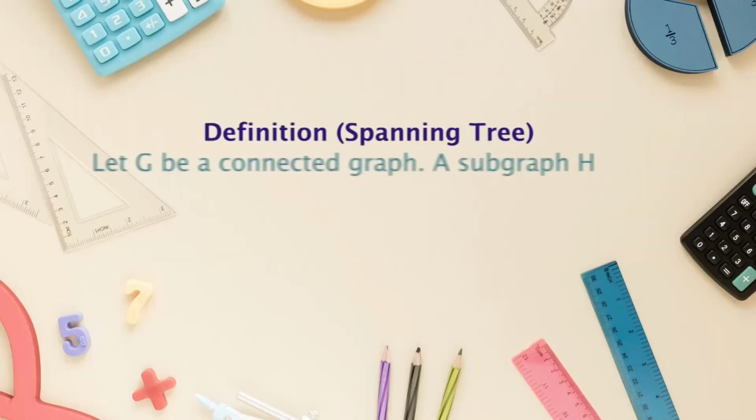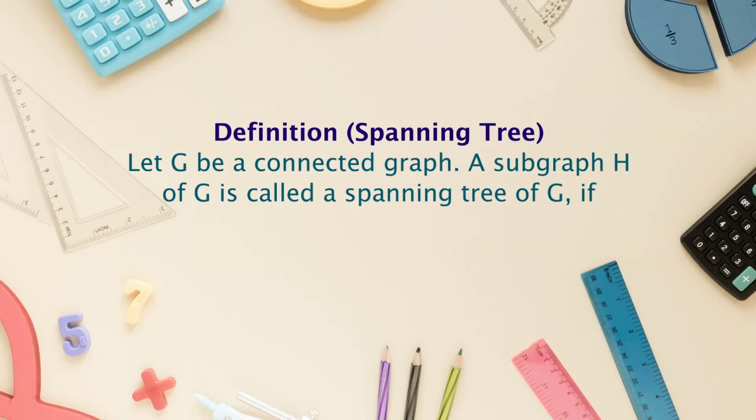And a spanning subgraph, you can recall, is one which is a subgraph and has the same vertex set as the original graph. So let's look at the formal definition. Let G be a connected graph. A subgraph H of G is called a spanning tree of G if H is a tree, right? First thing. And second, the vertex set of H is the same as the vertex set of G. So if these two conditions are satisfied, then H is called a spanning tree.